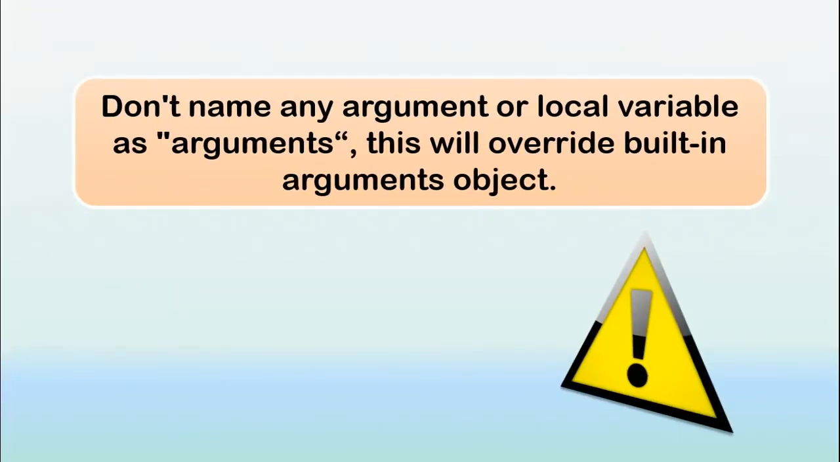Then we use the method indexOf to know if 5 is passed as an argument. Warning, don't name any argument or local variable as arguments. This will override the built-in arguments object.